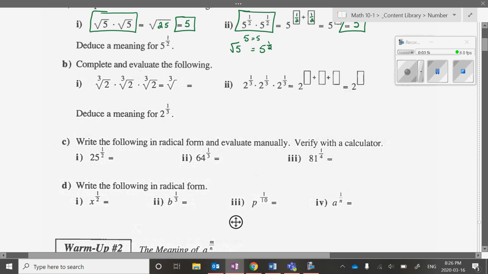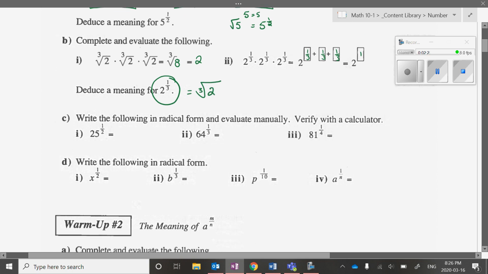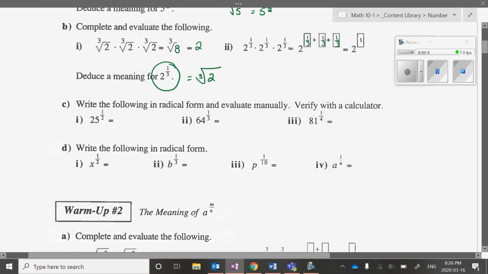So if we start here, cubic root of 2 times the cubic root of 2 times the cubic root of 2 is the same thing as saying the cubic root of 8, which is 2. 2 to the power of a third, a third, a third, so I get a third added to each other 3 times, which gives us a total of 1. So that means 2 to the power of 1 third is equal to the cubic root of 2. Hopefully we're starting to see some type of pattern here.